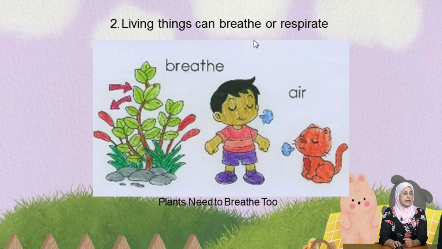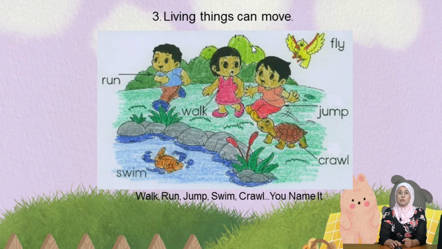The next one, living things can breathe oxygen, okay? Plant, human, animal, breathe in oxygen, okay? Living things can move. Bird flies, boy jumps, turtle can crawl, the girl walks, the boy runs, and the fish swims. So we can say, living things can move, movement.